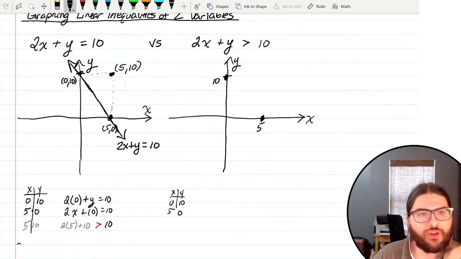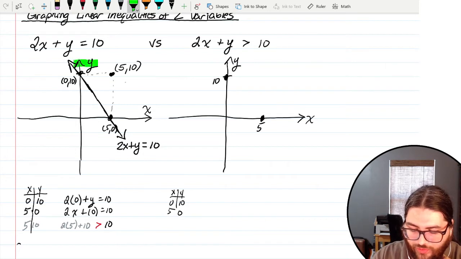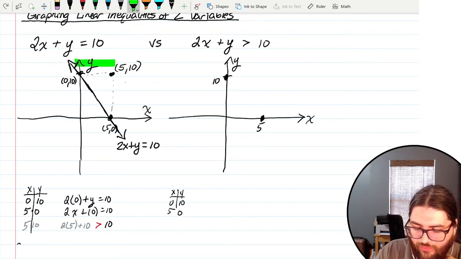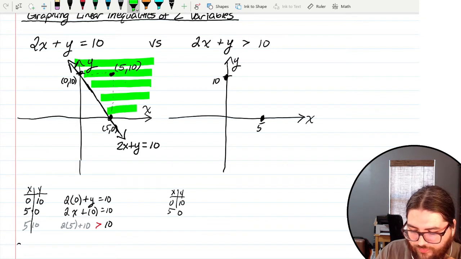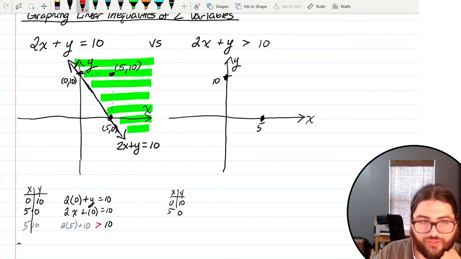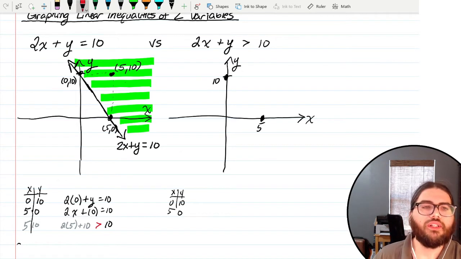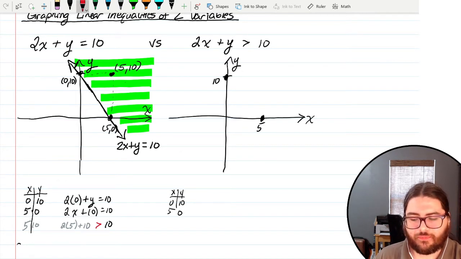And so because 5, 10 is on the greater than side when I plugged it in, that means that all the points on this side of the graph, it's hard. Well, I have to draw kind of left to right with my highlighter because otherwise it gets really skinny. All the points on this side of the graph are the greater than points. Every point that I picked in this direction would give me a number greater than 10.